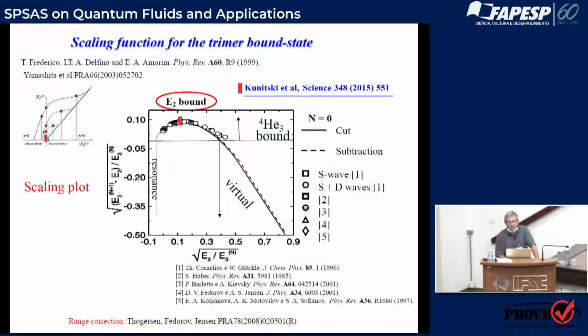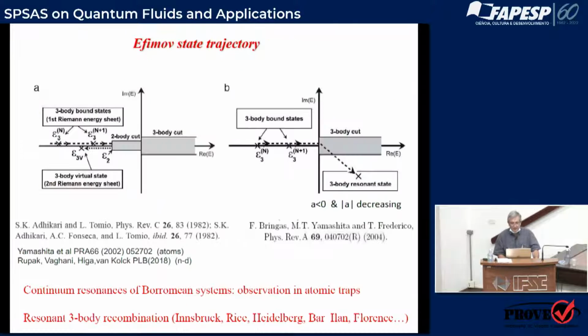The excited state is on the top. And all these points are calculations done with different potentials. I have a whole set of potentials, mixtures of D waves and whatever, but you see, you can really characterize the limit cycle. But the potentials are of short range. Okay, so this is the Efimov state trajectory.